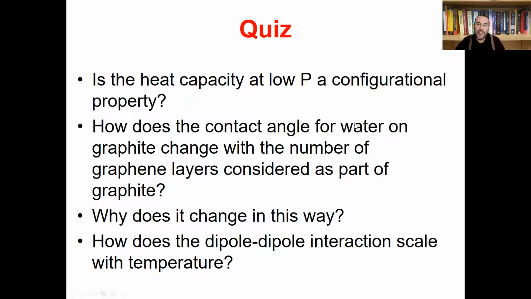How does the contact angle for water on graphite change with the number of graphene layers considered as part of graphite? It decreases, and this has to do with the range of interactions, right? With the addition of the second layer, remember the decrease in the contact angle was greater compared to the decrease when the third layer was added, because the range of those interactions was short. So the reach of the third layer was not as great as the reach of the second layer, which we explained in this one.